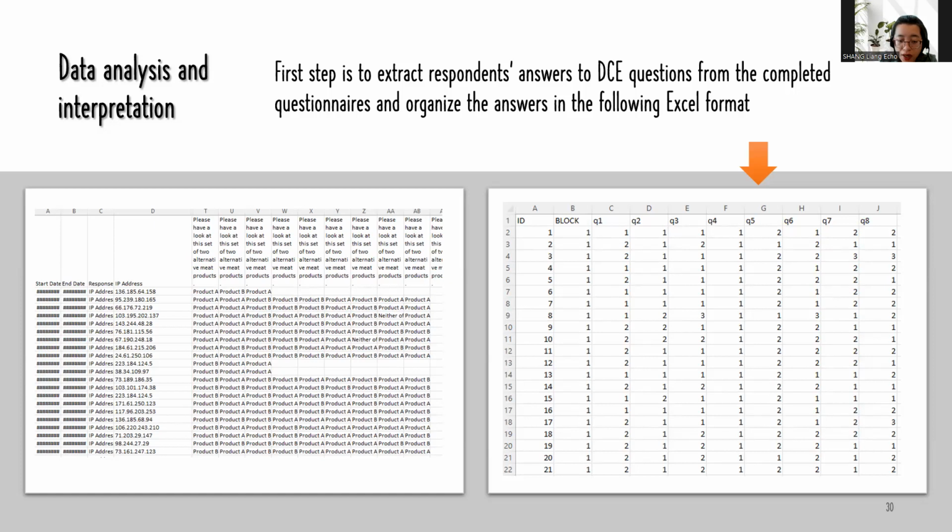You can see for respondent 1, his or her answer to the first choice task is alternative 1. So they pick product A rather than product B in the first choice set. However, respondent 2 picks product B over product A in the first choice set. So that is how you should organize your data set in order to make sure that it can be analyzed by our packages later.